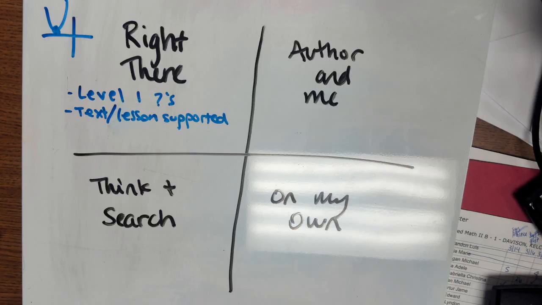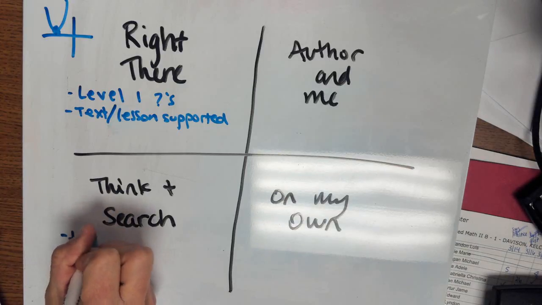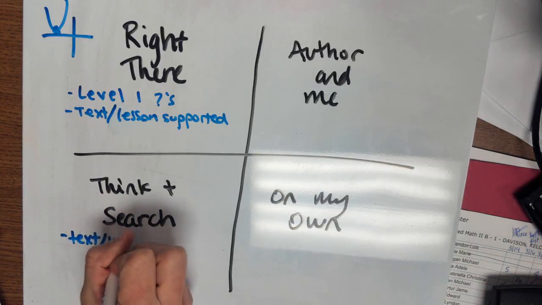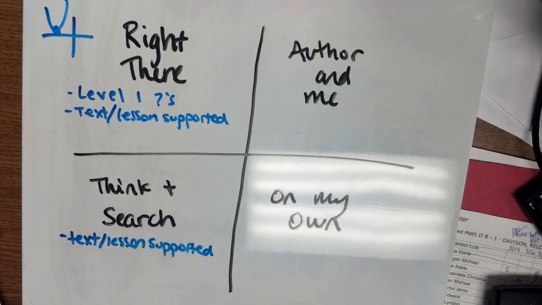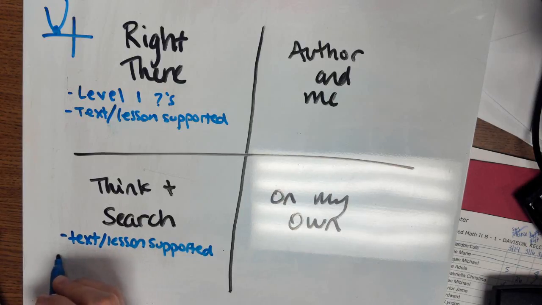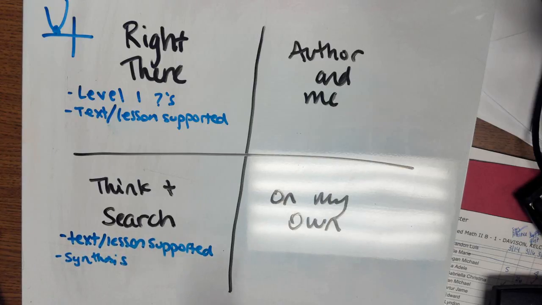Another one that is text supported or lesson supported, so we'll put that on here, is the think and search. Once again, you can change these names. But the think and search takes a little bit more thought. It's a little bit deeper. It takes more synthesis. You have to think about what you see in those notes or on the lesson or in the textbook, whatever you're dealing with, and you're going to use that to support your own thoughts.